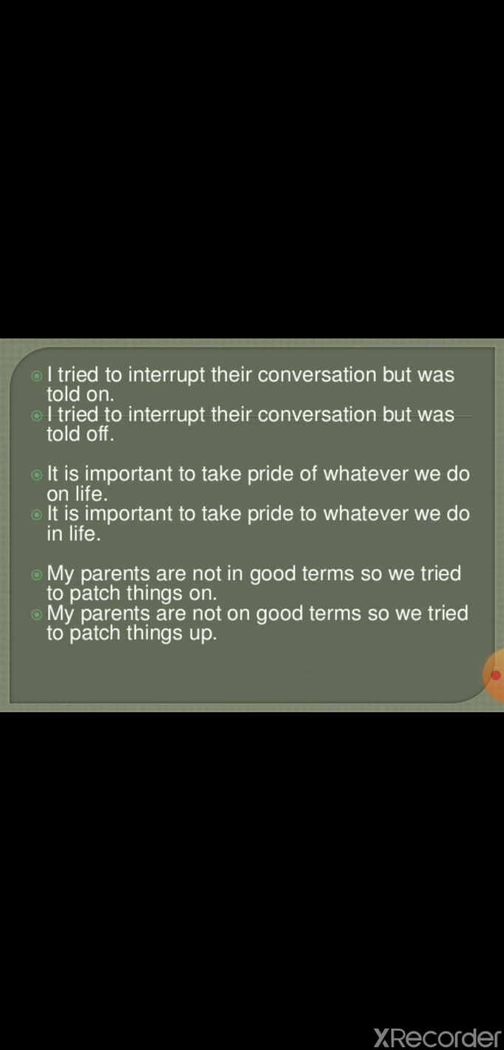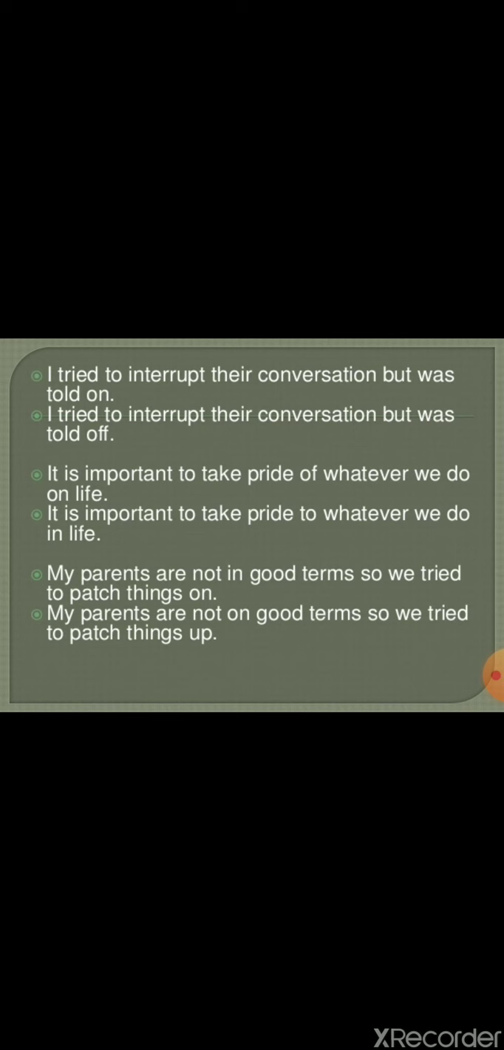It is important to take pride of whatever we do on life. Again wrong. While just reading, I caught the error in the last section. It is important to take pride in whatever we do in life. In is the correct word.